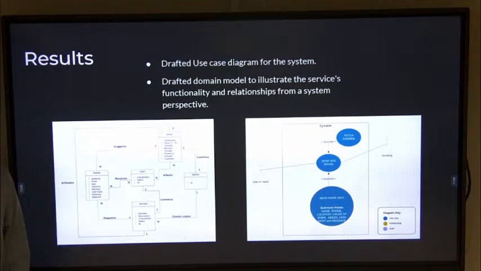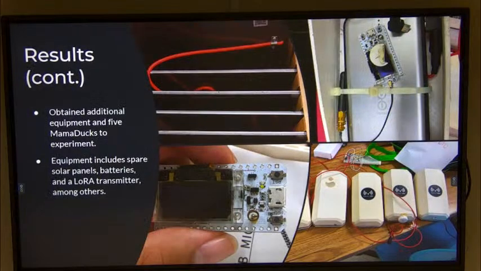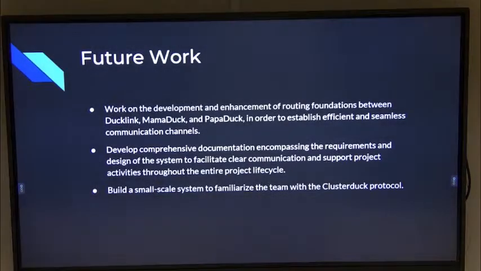Some of our results include that we have drafted a use case diagram for the system, which is the first picture, and a drafted domain model to illustrate the system service functionality. Also, we have obtained some spare equipment from the other Project Owl project. We have obtained some Mama Ducks, some LoRa transmitters, solar panels, and batteries. Now we go to our companion.